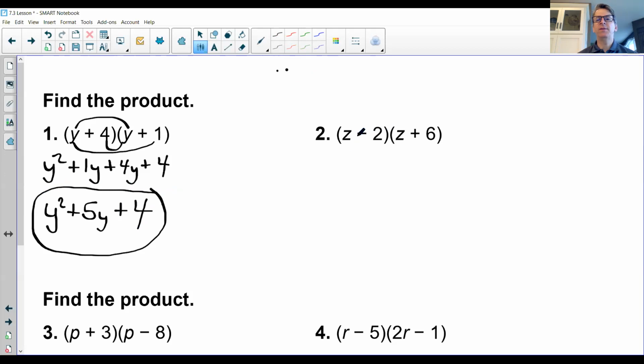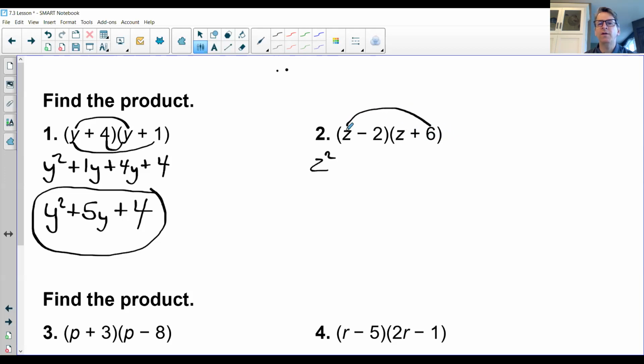Number 2, z minus 2 times z plus 6. Okay, so here again, just what's different: before we had a y, now we've got a z, it's a variable. So z times z is z squared. That's your first term. The outer term is z times 6.